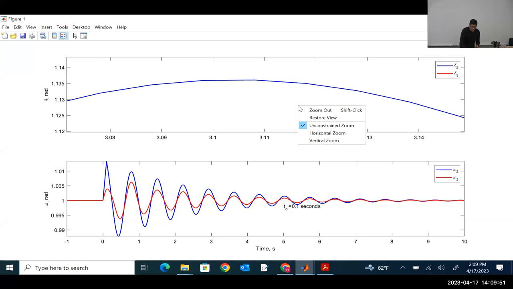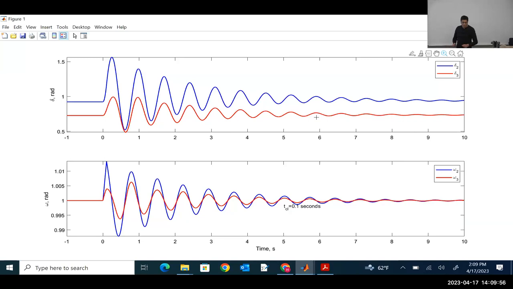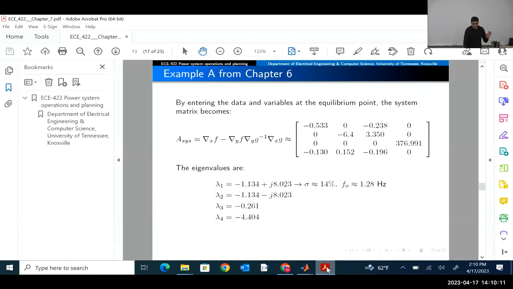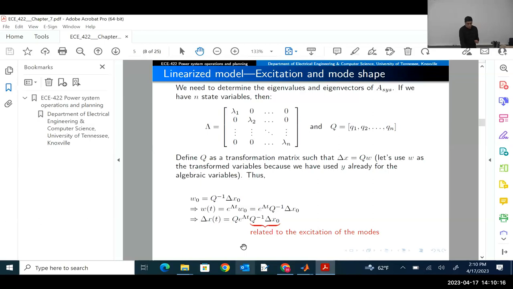The question is, are we going to always have this situation? And it's not. For completeness, let's do what Kelly asked a few classes ago about the excitation. So let's try to calculate what we discussed before with the excitation. To refresh your memory, let me go back to the equation, which is right here. The excitation has to do with this part. So we need to calculate delta x zero. And with that, we can calculate this vector.